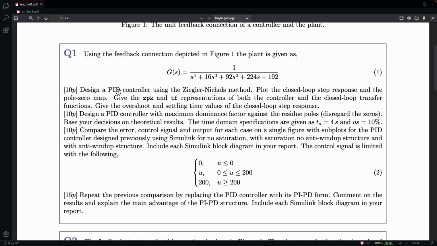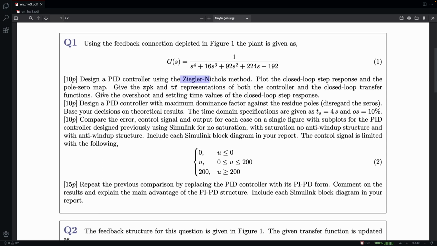Now, the Ziegler-Nichols method shouldn't be a big problem here. And therefore, the next question is about the maximum dominance factor again, as it was in homework 2. But here, the question is only about the residue poles. You are not going to optimize it against the zeros. You should only optimize them against the residue poles for maximum dominance.